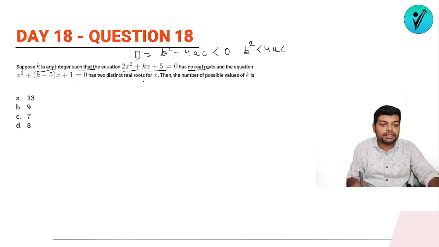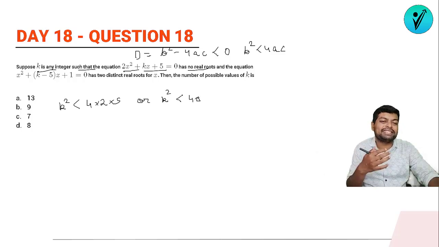Alright, so let's see what will be the discriminant for this. The b's value is k. So I'll have k square, which is less than 4 into 2 into 5. So 4 into 2 into 5 is 8 into 5. So we can write k square is less than 40.